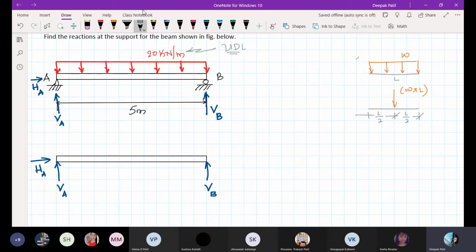The same procedure we have to adopt in this case also. You can see here the uniformly distributed load is throughout the beam, so your point load acts exactly at the center of this uniformly distributed load. Where is the center? The center is here. So your point load will be somewhere here.